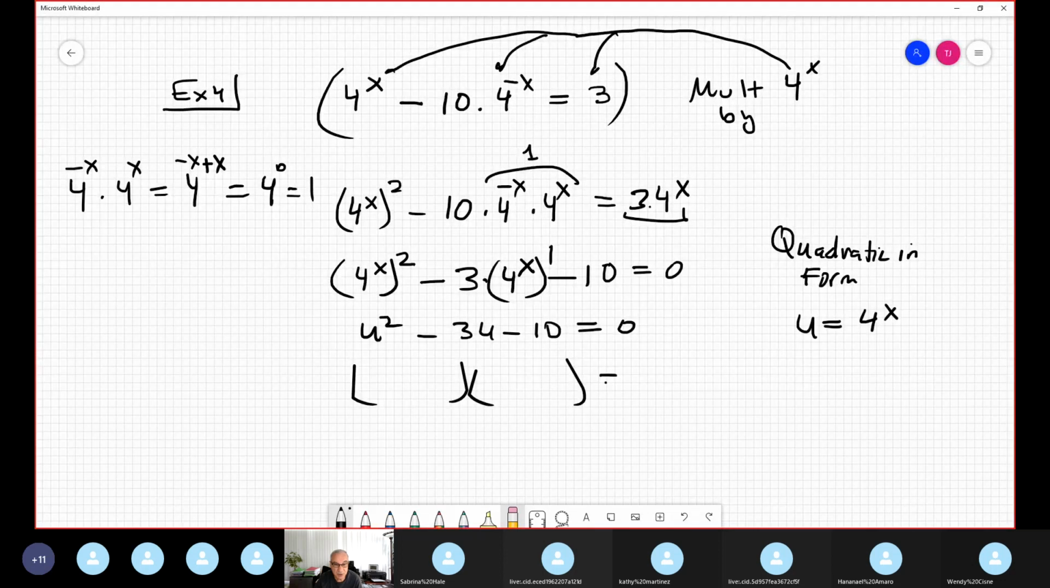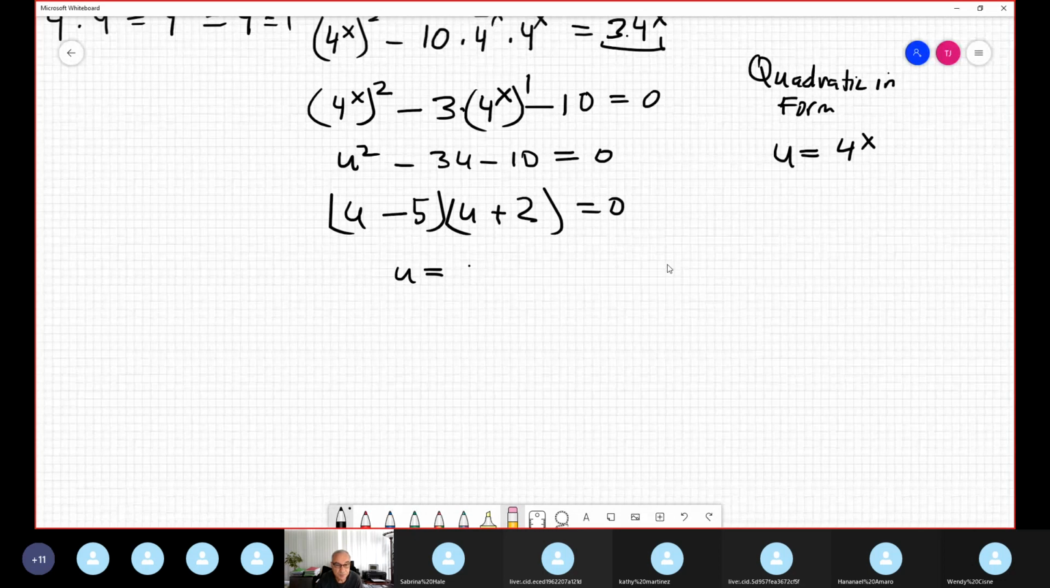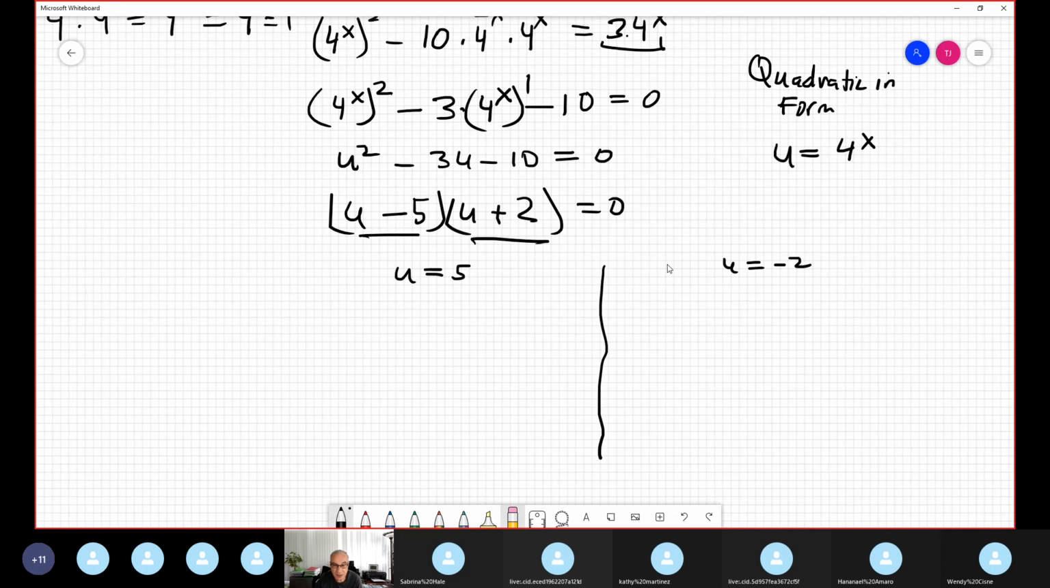By factorization, a piece of cake, because the combination is 5 and 2. 5 times 2 is 10, 5 minus 2 is 3, so negative 5 and positive 2. So we have two solutions: u equals 5 and u equals negative 2. But I need the x value, and the connection between u and x is this formula. So 4 to the x power equals 5, and 4 to the x power equals negative 2.